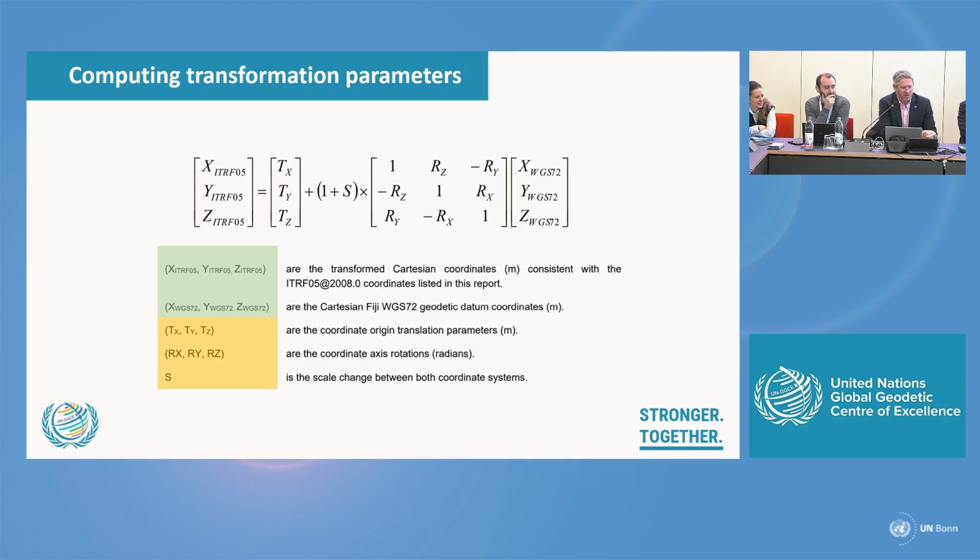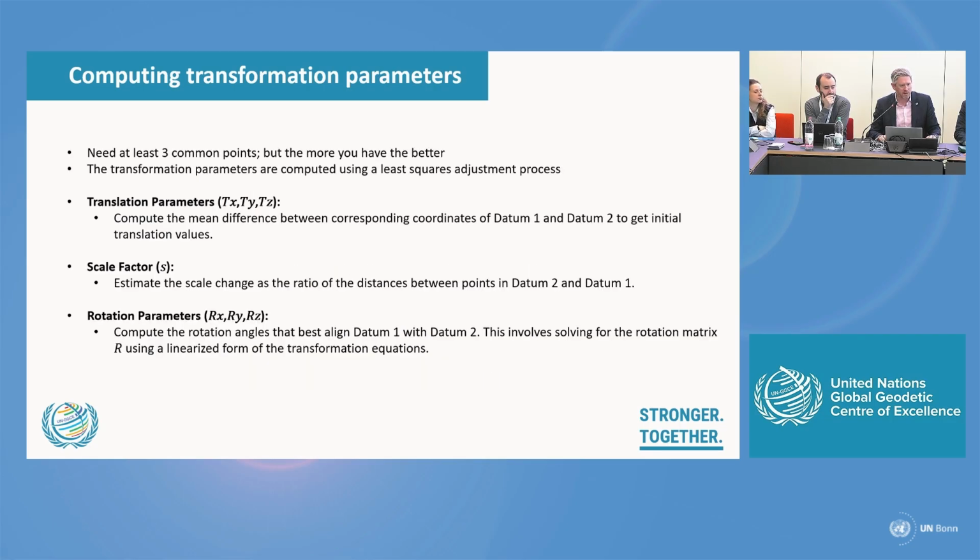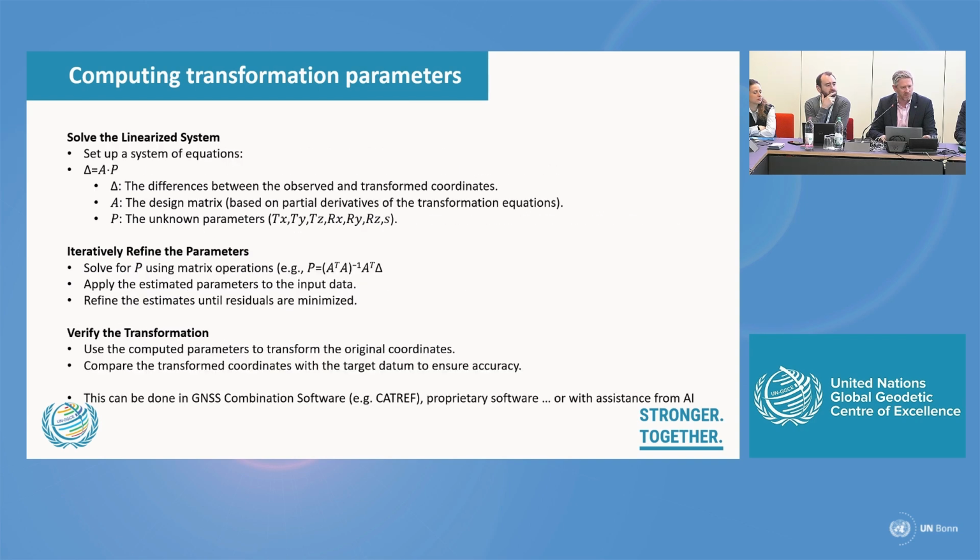Computing the transformation parameters. As I mentioned before, you've got the WGS72 coordinates in XYZ, and then you've got the new coordinates you're trying to capture, so you have both sets of data. Then you run your inversion process to solve for the translation components, the scale factor, and the rotations. You need at least 3 common points, but as we know, the more you have, the better, for redundant observations in this least squares adjustment process. I won't take you through the details. We've covered that enough. So how does it work?